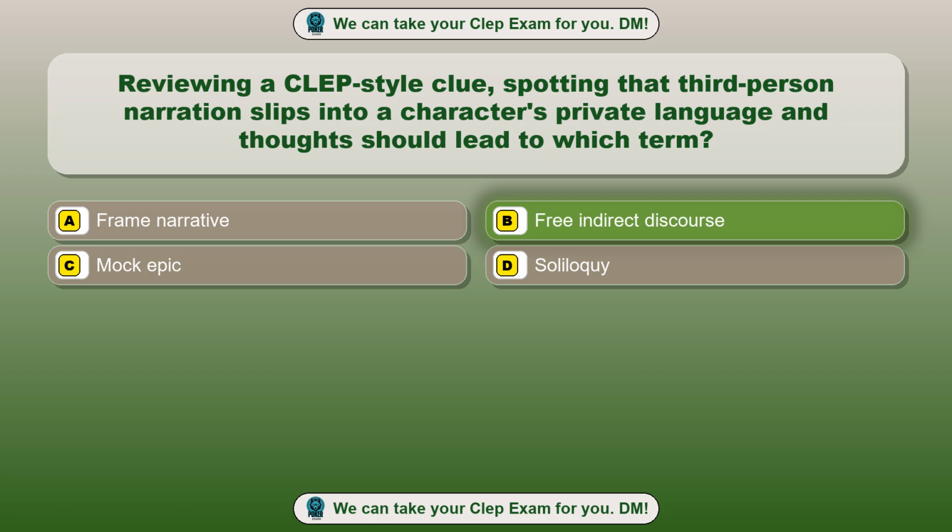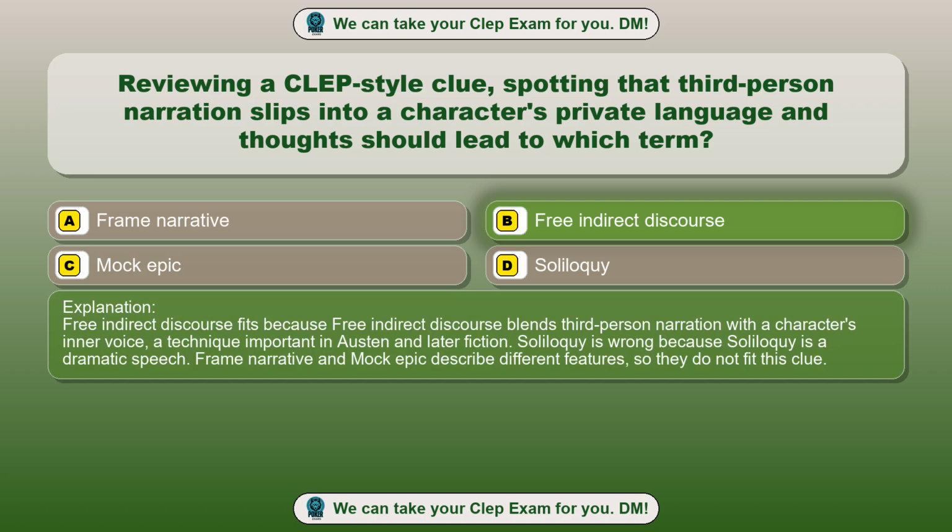Free indirect discourse. Free indirect discourse fits because free indirect discourse blends third-person narration with a character's inner voice, a technique important in Austen and later fiction. Soliloquy is wrong because soliloquy is a dramatic speech. Frame narrative and mock epic describe different features, so they do not fit this clue.